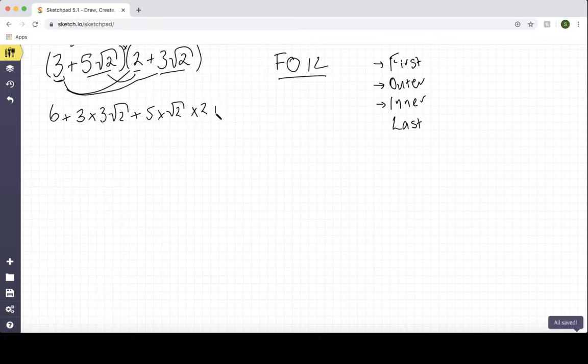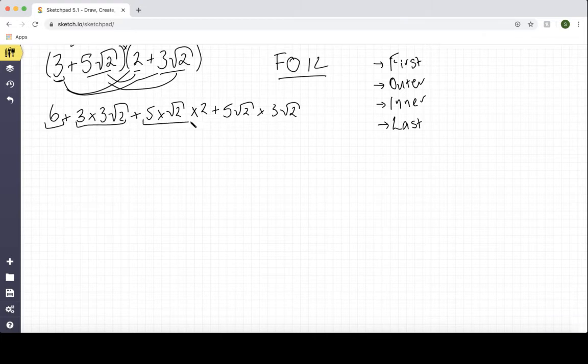And then last you add on is the last ones. So that's this 5 root 2, and this is the 3 root 2, okay? So you have 5 root 2 times 3 root 2. Okay, so this first outer inner last just means you're timesing everything in here by everything in here. So you've timesed each and everything together, and you've added them all up. So this is what we get. So let's have a look at each part.